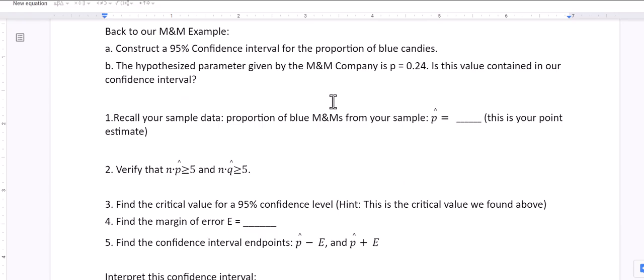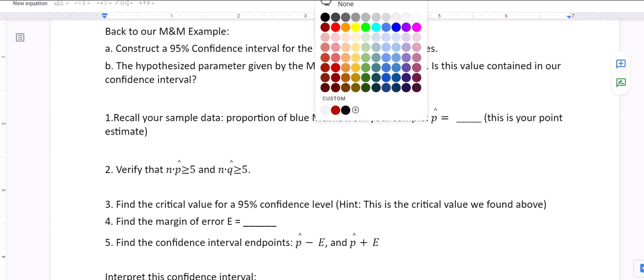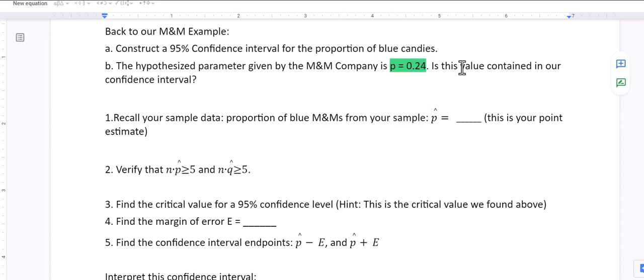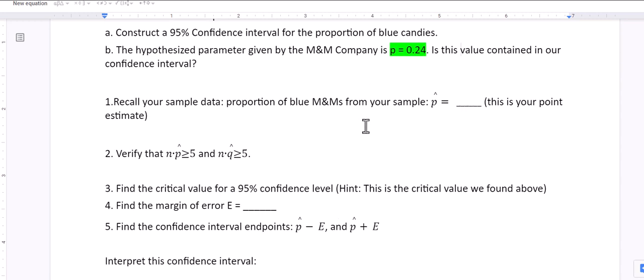Now back to our M&M example. So we want to construct a 95% confidence interval for the proportion of blue candies. The hypothesized parameter given by the M&M company is that the proportion of blue candies is 0.24. P equals 0.24. And is this value contained in our confidence interval? So let's first construct the confidence interval and then we'll see if our value is contained in there.